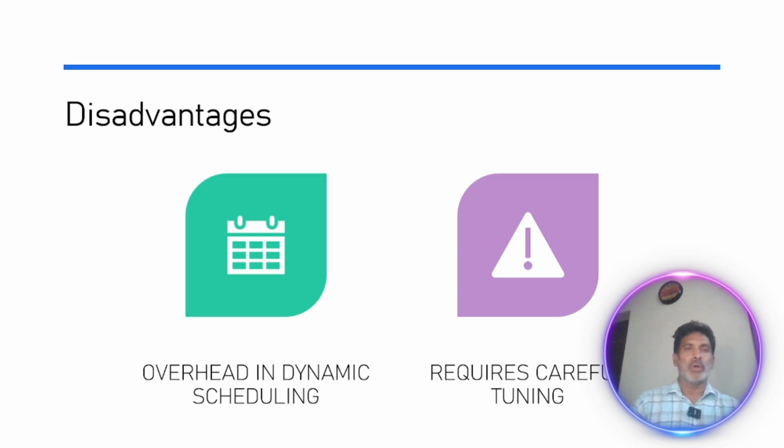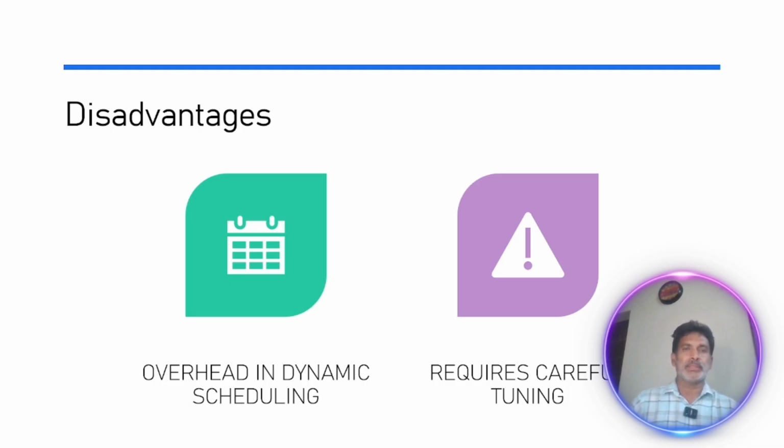And if you look at the disadvantages, what are the disadvantages with the different types of scheduling constructs? In dynamic scheduling, the system assigns tasks to the threads during runtime. So threads repeatedly request new work, which involves extra coordination and management. This leads to higher overhead compared to static scheduling. For small or simple tasks, this overhead can outweigh the benefits of parallelism.